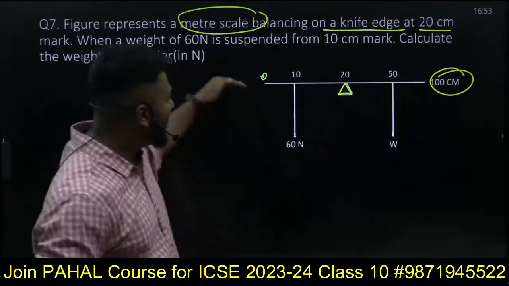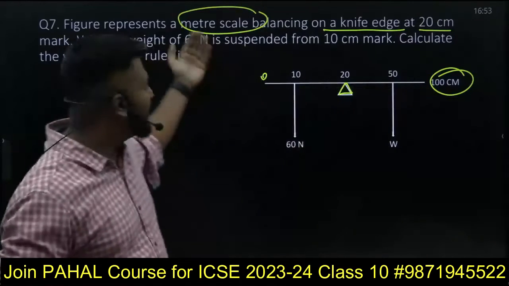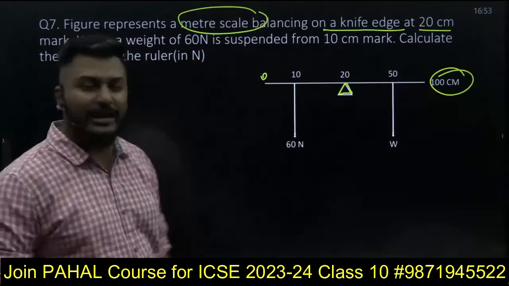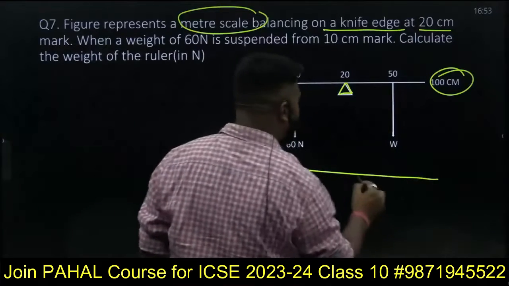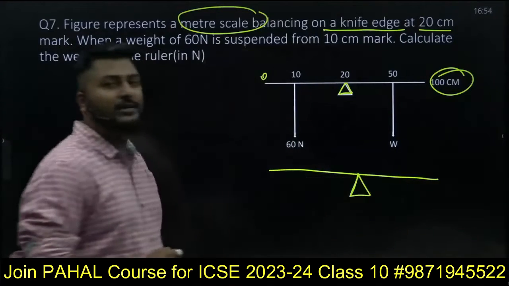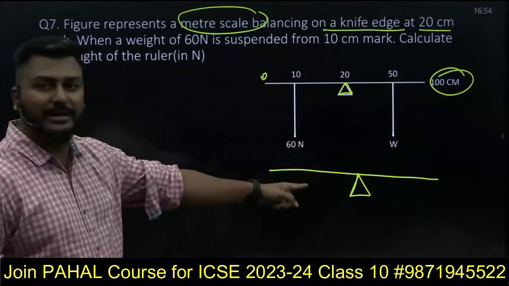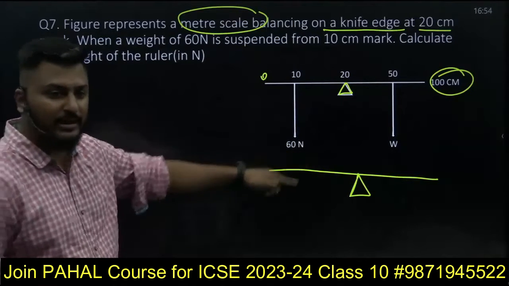So if we are talking about a scale, a meter scale, then the center of gravity by default for a meter scale would lie at which point? Marking बताइए, at which marking? What would be the marking? 50. Very good.